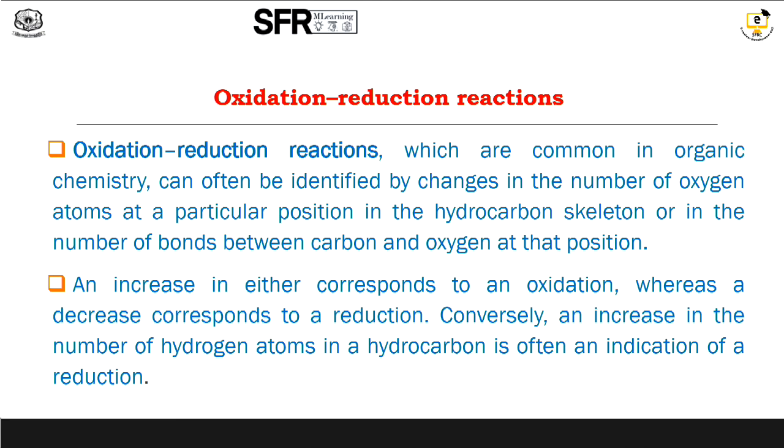These are common in organic chemistry and they can be identified by changes in the number of oxygen atoms at a particular position in the hydrocarbon skeleton, or the number of bonds between the carbon and oxygen at that position. So depending on that, we can call them oxidation or reduction reactions. If the number of oxygen atoms keeps increasing, that's called an oxidation. An increase in either corresponds to an oxidation, whereas a decrease corresponds to a reduction. Conversely, an increase in the number of hydrogen atoms in the hydrocarbon is often an indication of reduction.